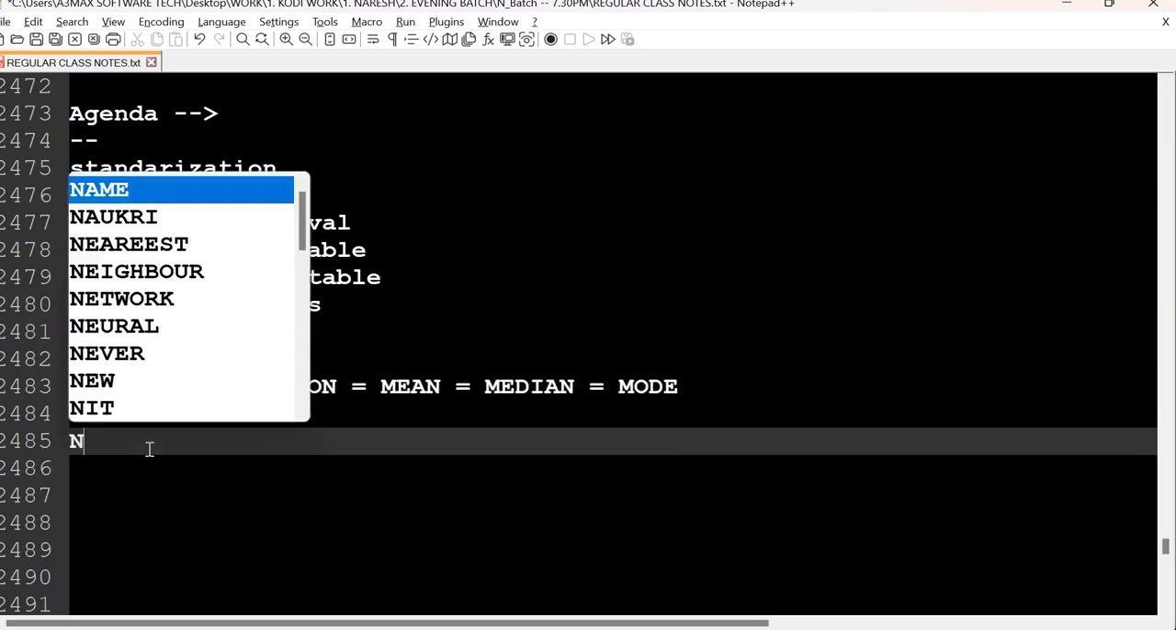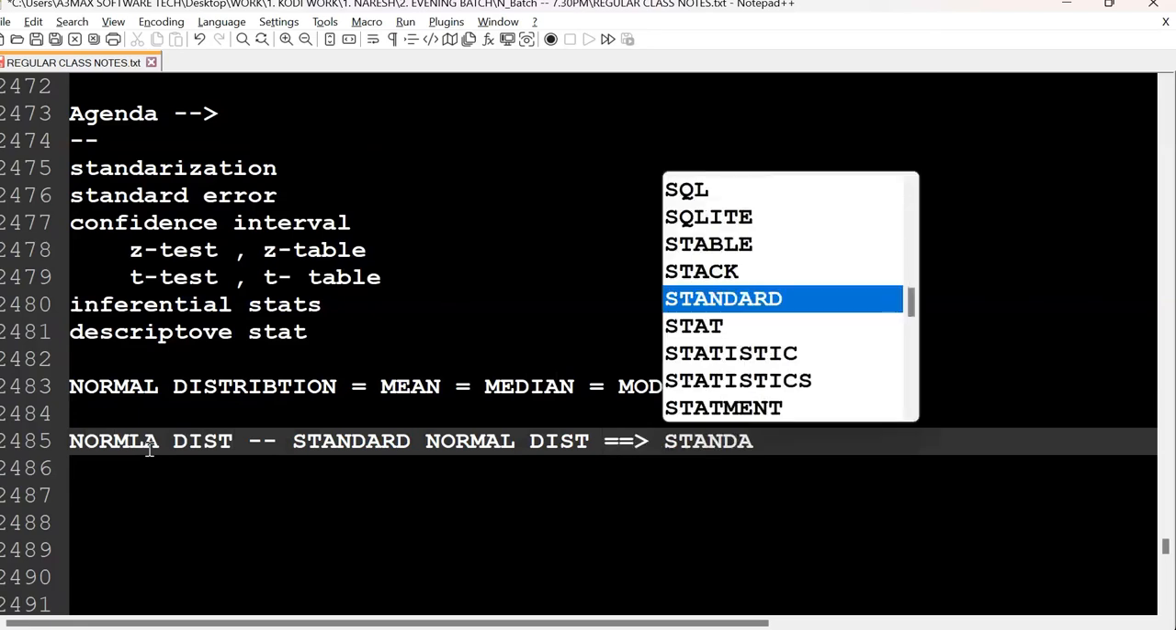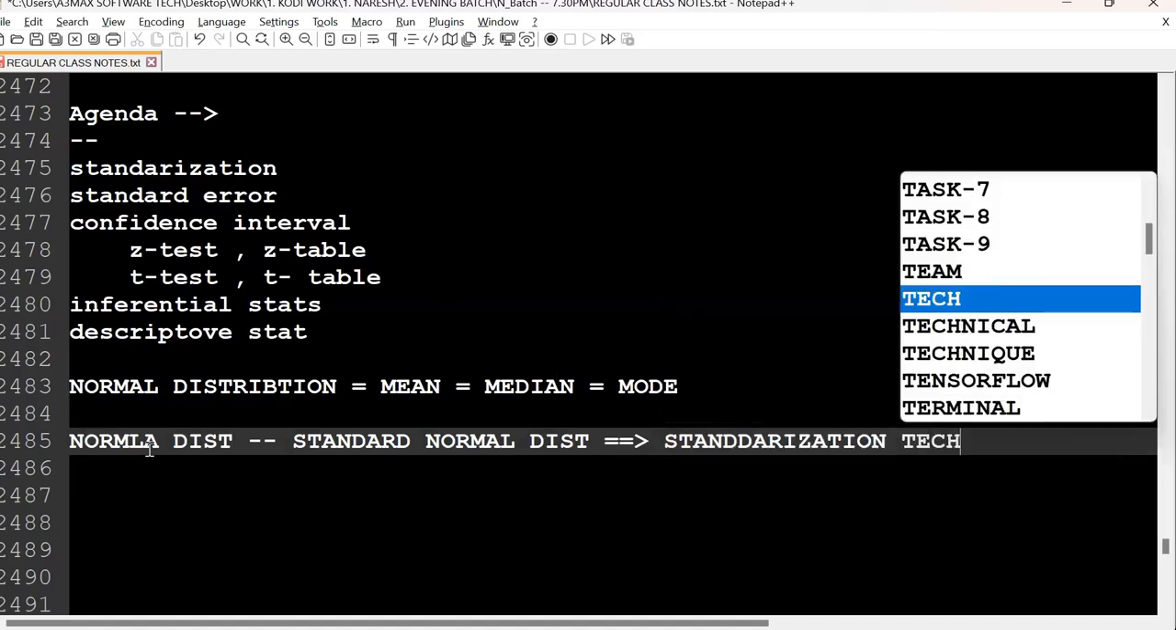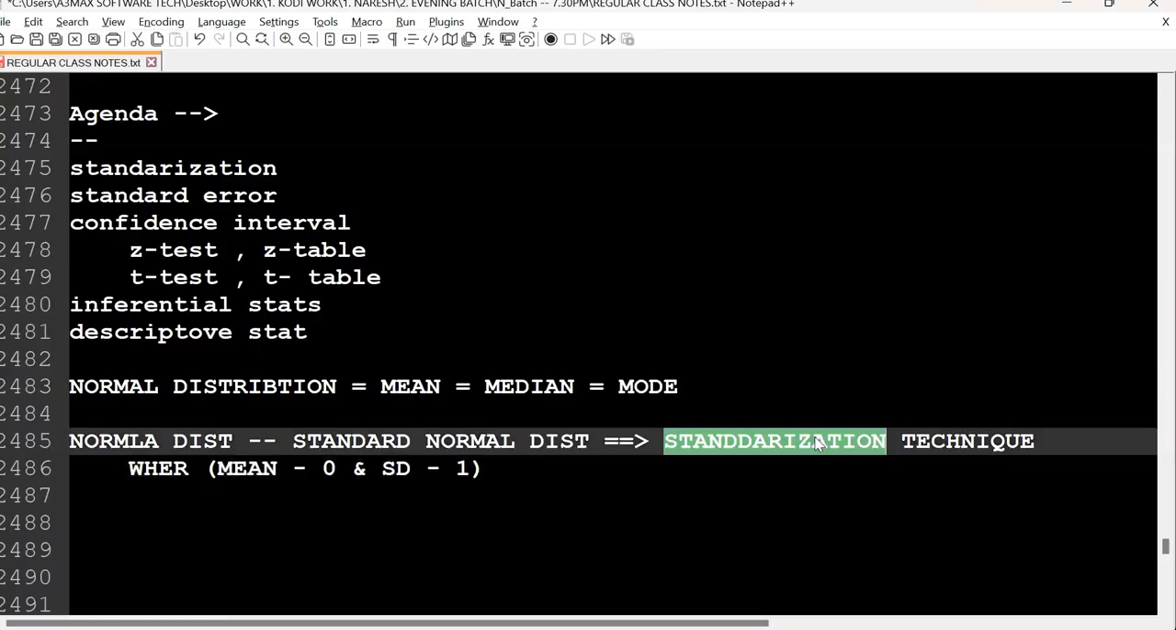But I'm saying normal distribution to standard normal distribution is called the standardization technique, where mean is 0 and standard deviation is 1. Where mean is 0 and standard deviation is 1. Do you guys understand? For example, sorry, the spelling is STANDARD. I hope you can see. So have a look at this.